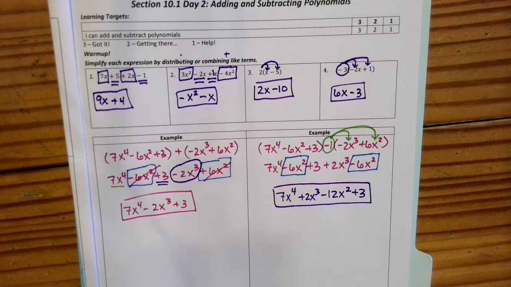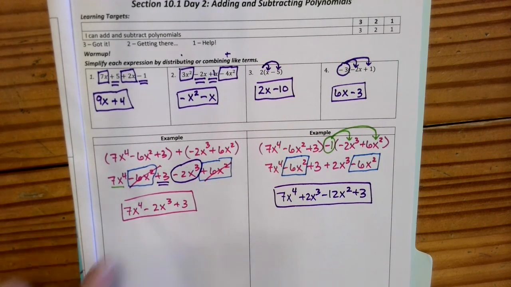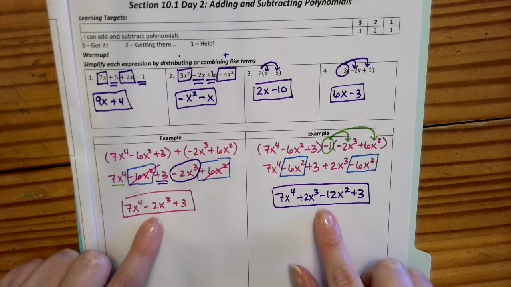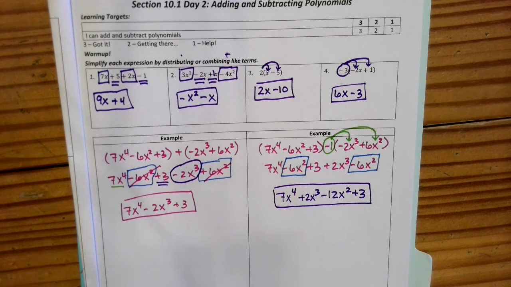So you can see by taking the same polynomials, if we add them or if we subtract them, we're getting different answers, which makes sense. If you add two numbers or subtract them, they're going to be different answers. So it's the same thing with polynomials. But really all you're doing is getting rid of the parentheses and then combining like terms.